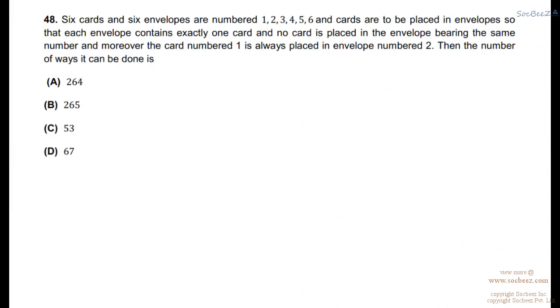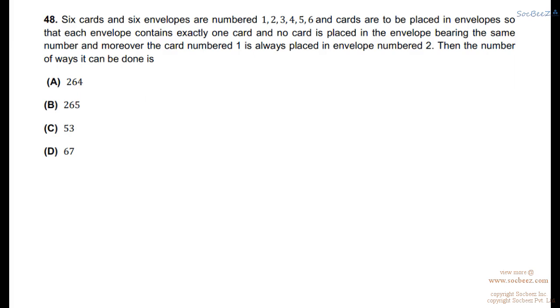Okay, so let's see another question. 6 cards and 6 envelopes are numbered 1, 2, 3, 4, 5, 6, and cards are to be placed in envelopes so that each envelope contains exactly one card and no card is placed in the envelope bearing the same number, and moreover the card numbered 1 is always placed in envelope number 2.